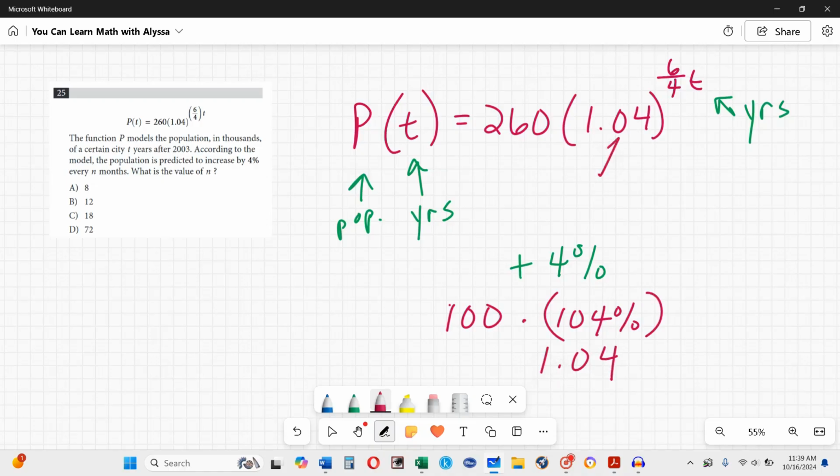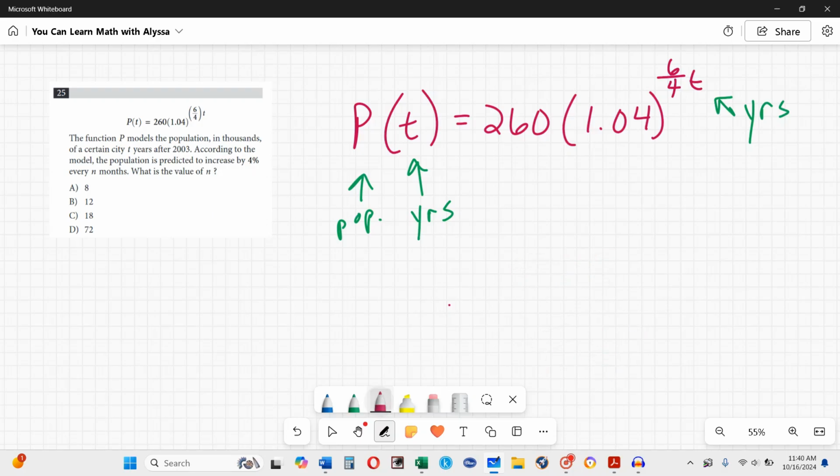Now look up here, look what's happening. 260 is being multiplied by 1.04. So that's increasing it by 4%. So that's where that is, predicted to increase by 4% every n months. So to increase by 4%, 260 times 1.04, that would do it. That would increase it by 4% if I multiplied 260 by 1.04. But 1.04 is being put to the power of 6/4 t.